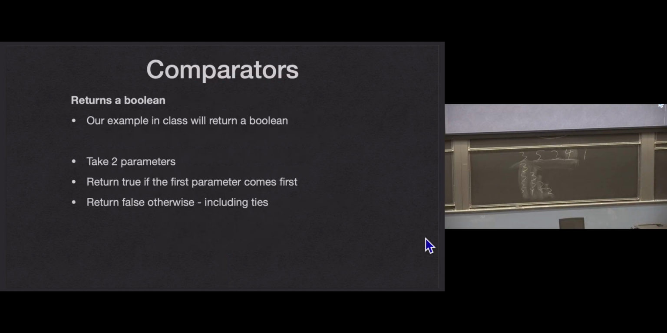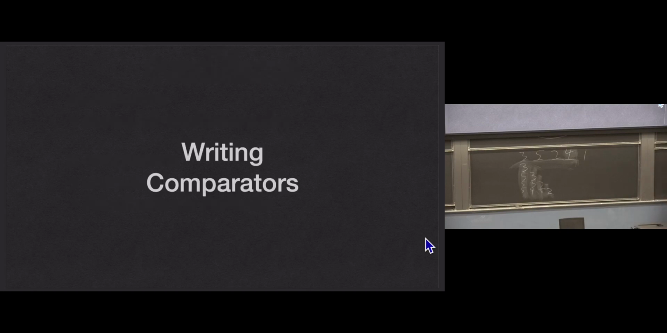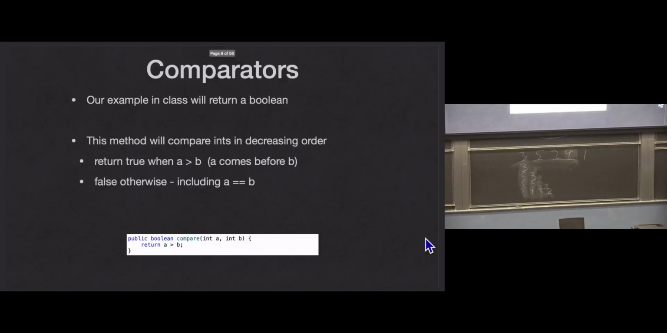Okay, our Boolean one that we'll use, this is the one that we'll write for our comparators, is going to return a Boolean. True if the first parameter comes before the second one, and we will have two parameters. We're not going to use the keyword this, and false otherwise, including ties. Let's write one of these things. We have this comparator. We're going to write a compare method. It takes two ints.